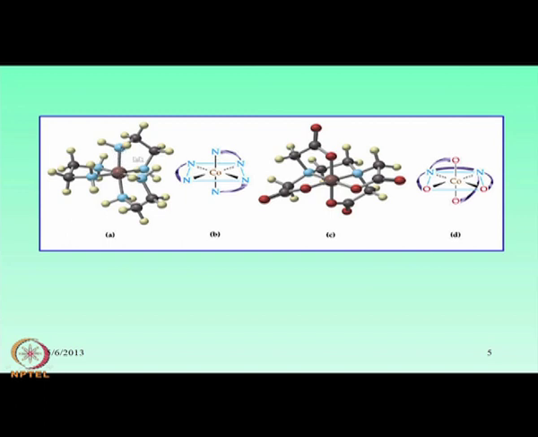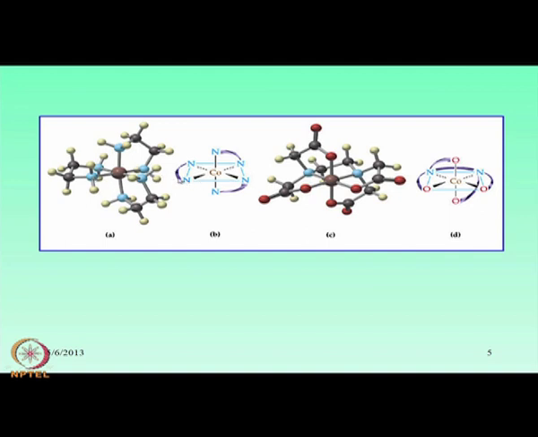So, this nitrogen is starting from here. So, this is the first chelate, this is the second one from this nitrogen to this nitrogen, and this is the third one from this nitrogen to this nitrogen. So, when we see the three dimensional view we see this particular chelate. So, this is the front nitrogen and this is the back nitrogen.